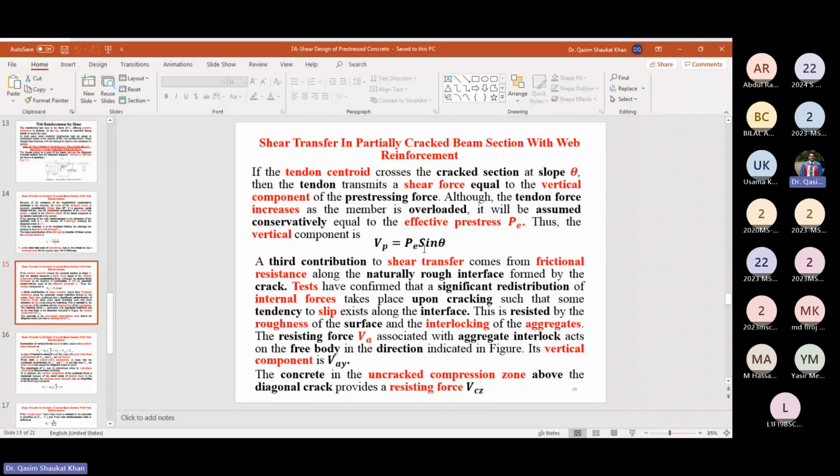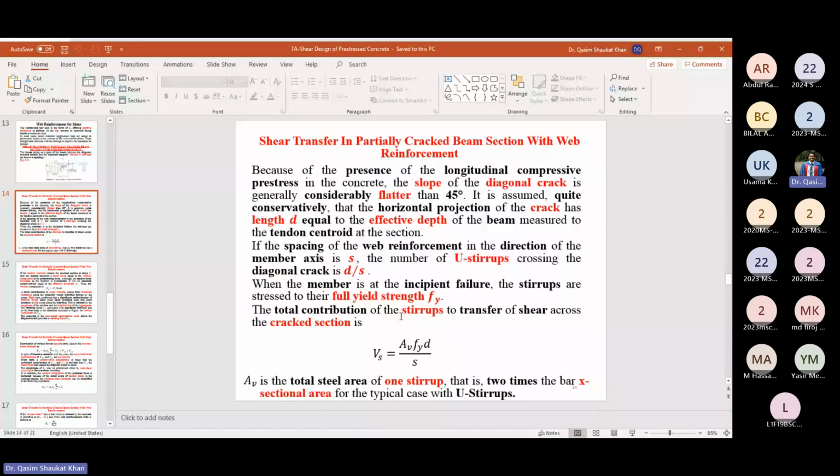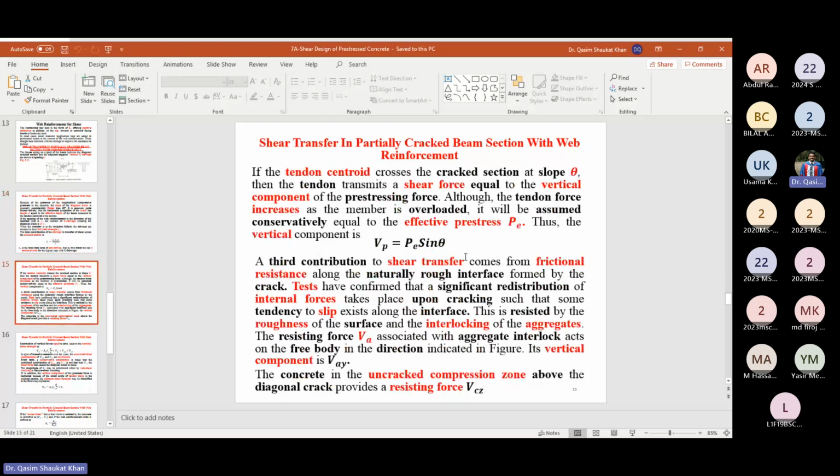This was the contribution of the non-pre-stressed steel, which is provided in the pre-stressed beam. So this is the contribution of non-pre-stressed steel provided in the web of the pre-stressed beam. This is the contribution of the effective pre-stress.